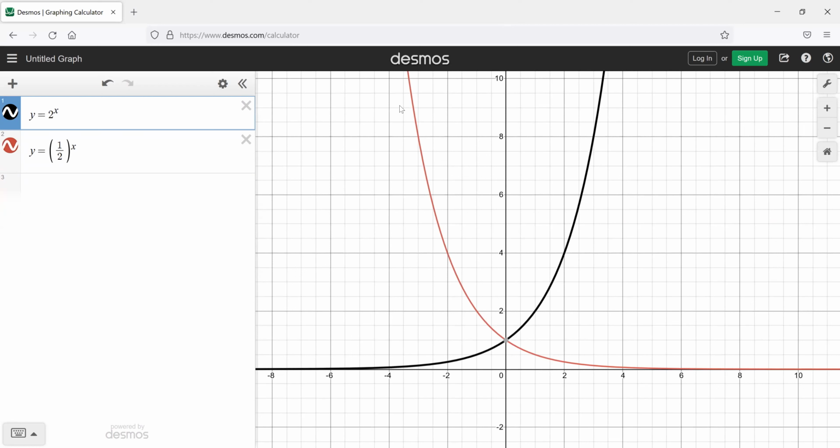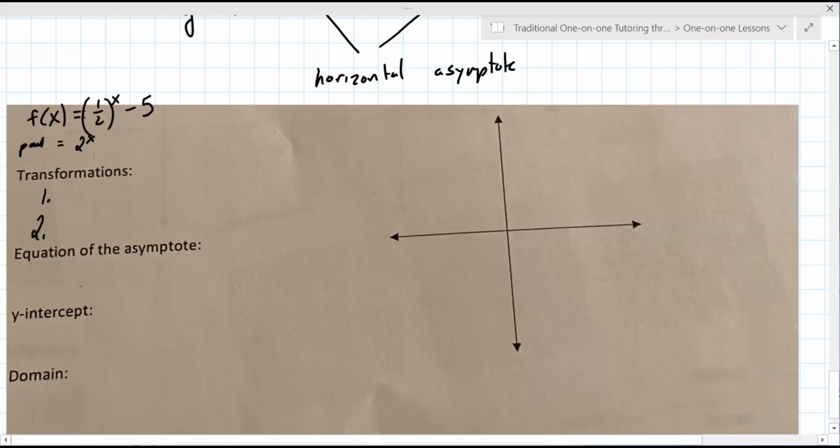So if we go back to your problem, because 1/2 and 2 are reflections over the y-axis. If you were looking at something like 1/3 to the x and 3 to the x, they're reflections over the y-axis. So that's the first transformation, reflection over the y-axis.